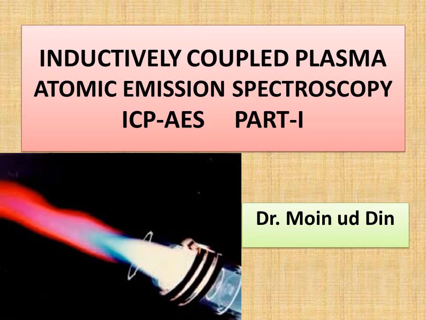As you know, we have already discussed flame emission spectroscopy, in which we discussed the emission phenomena, and we saw the technique of emission spectroscopy using a source of atomization, and that was flame. What is the difference between flame photometry and ICP-AES? The difference is the source of atomization. Here the atomizer will be inductively coupled plasma, which is actually our topic. We will discuss it in detail.